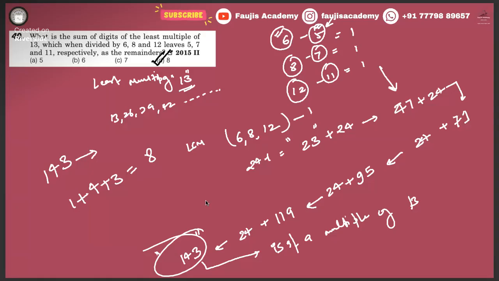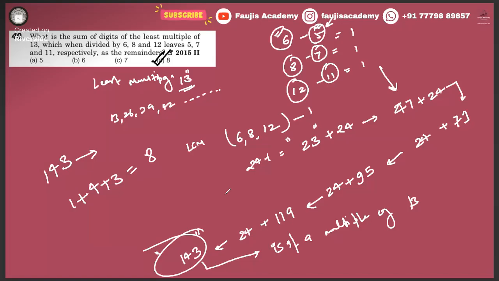Anybody who did not understand, please ask. Sir, I have a doubt. Why did we do minus 1? Why did we not do plus? We got 24, but why did we do minus 1? Read the question first. Please read the question.